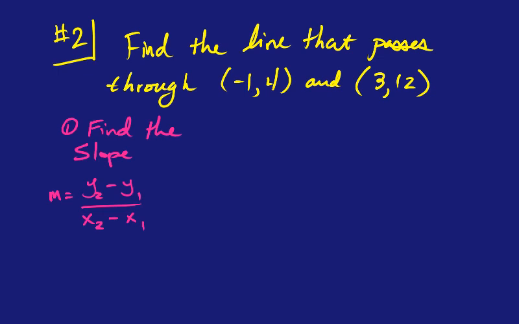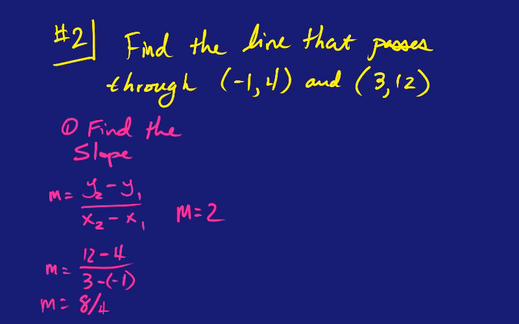So here we go, 12 minus 4, because those are our y values, and then divided by 3 minus, then I'm going to use parentheses, -1. So m equals 12 minus 4 is 8, divided by 3 minus a -1, which becomes +1, so 4. And so what's 8 divided by 4? Your slope, m, equals 2. And we're not done because we want the equation of the line.